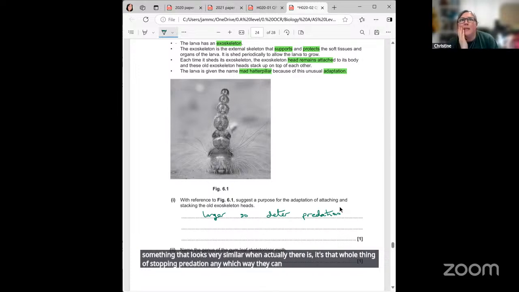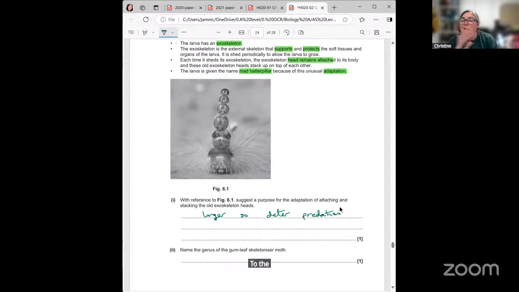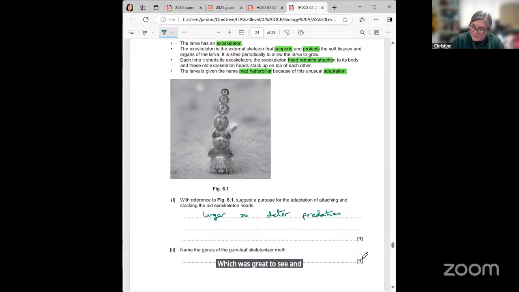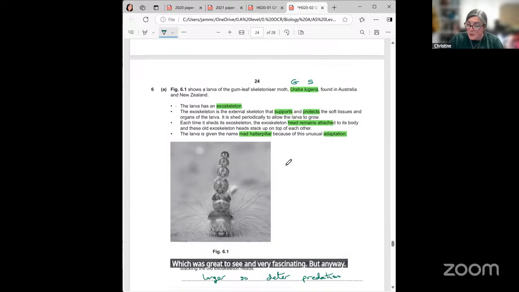And when I went to the south of France last year on a holiday, we were walking around the trees and the cicadas were everywhere making crazy noises. But what we kept finding was their exoskeletons attached to the trees, literally just attached to the trees. At first glance, we assumed it was them, but only when we got closer did we realize it was only the exoskeleton which was left, which was great to see and very fascinating. But anyway, I go off on a rant, I always do.